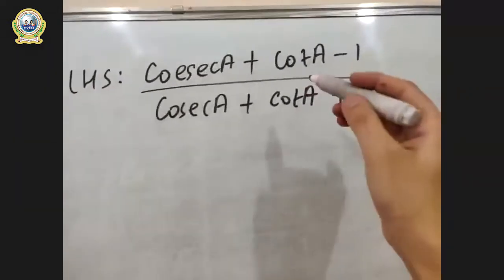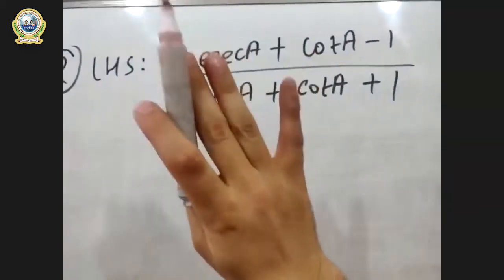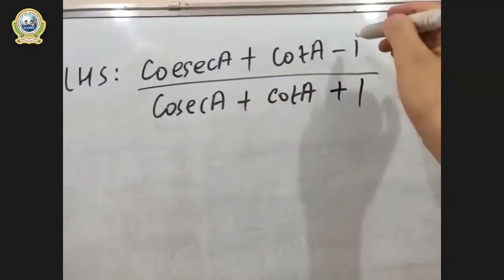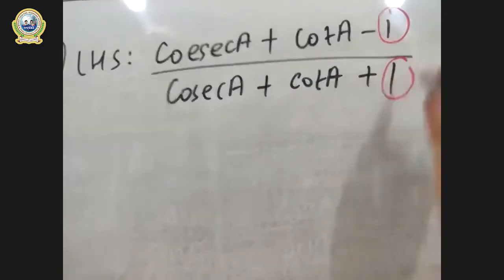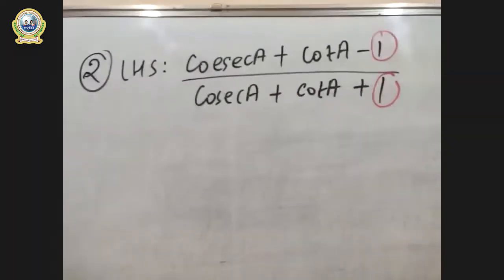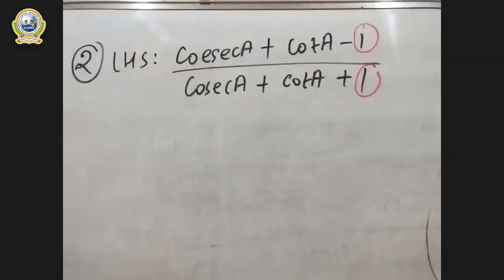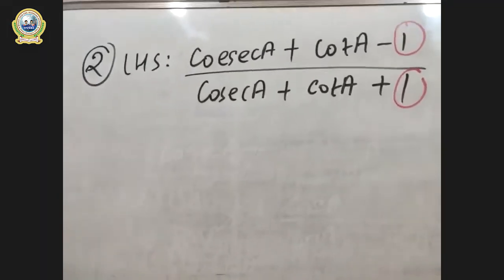Look at the LHS part. This follows rule A. Is this clear? So we will change both ones over here. But in the previous question we had changed only a single one. You know, right? So let's start solving.